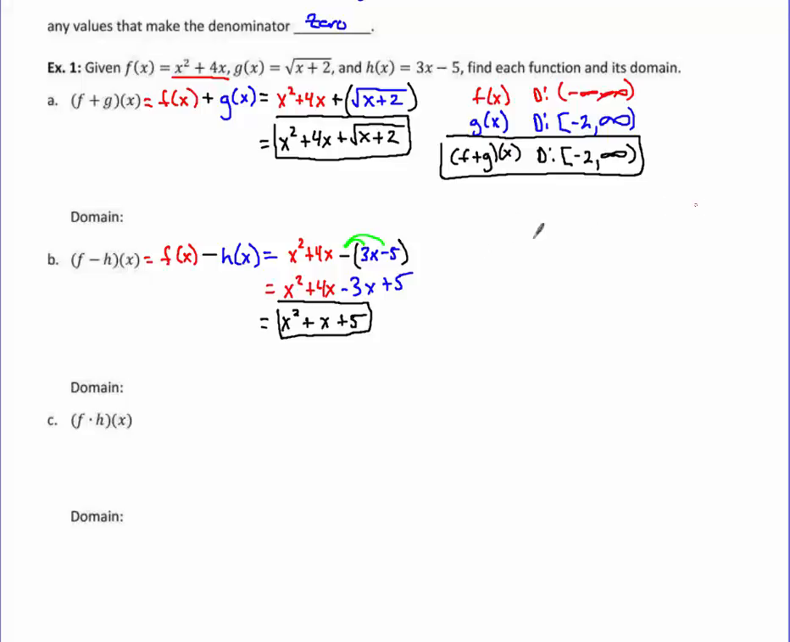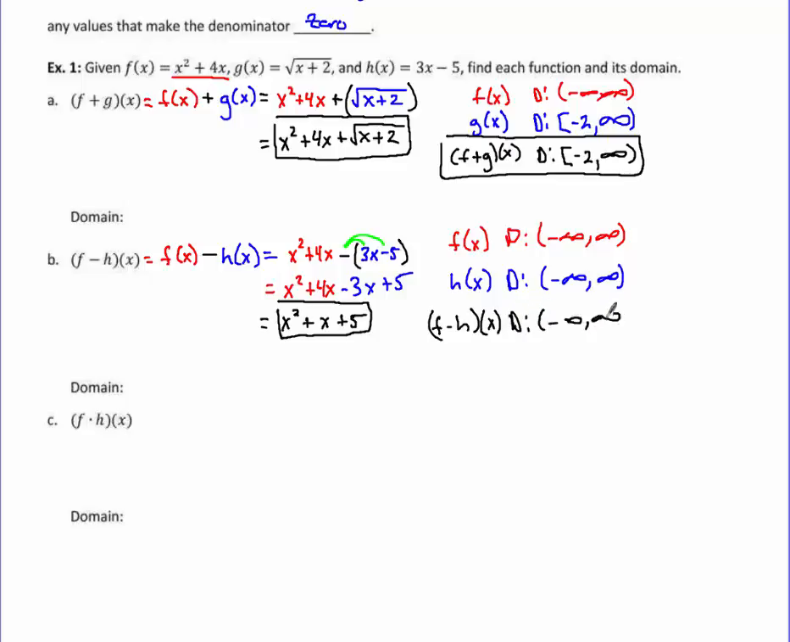And we look at our f of x. We knew the domain for that was negative infinity to infinity. We look at our h of x, which is just a line. So the h of x domain is also negative infinity to infinity. That lets us know that the domain of our f minus h of x is still negative infinity to infinity. So not too bad.